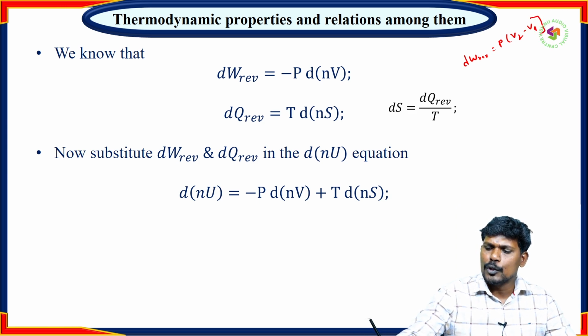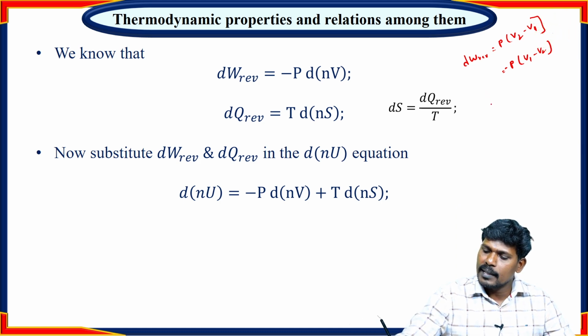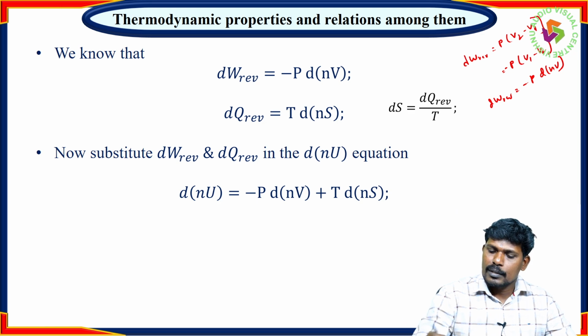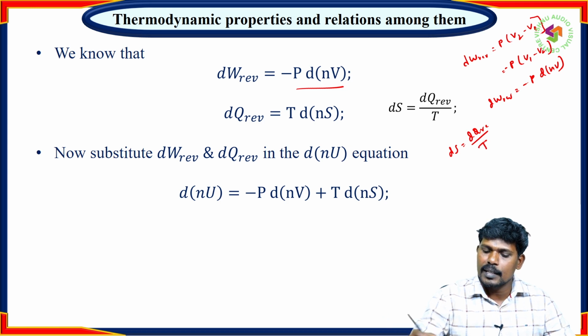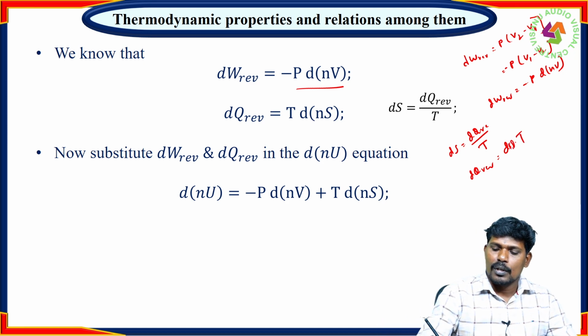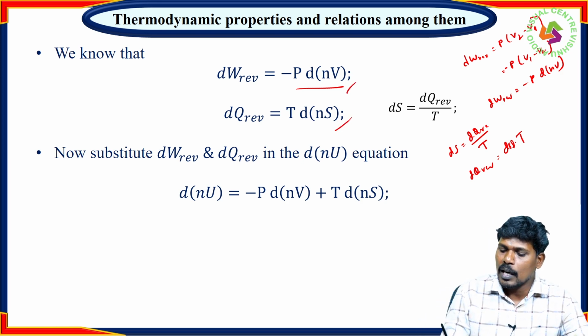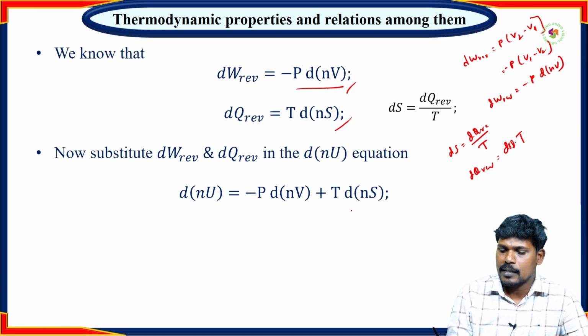V2 minus V1. We can write this as P into V1 minus V2, in terms of the minus sign. So we can write dW reversible is equal to minus P into d of NV. This is the expression for that. Next, we already know dS, entropy, is equal to dQ reversible by T. So from here dQ reversible is equal to T into d of NS. Now substitute them in the d of NU equation. So we get minus P into d of NV plus T into d of NS.